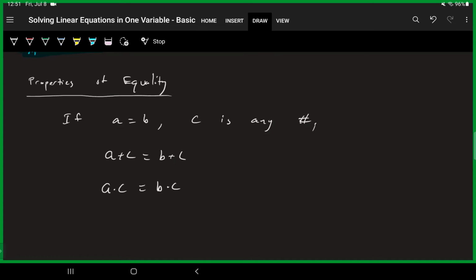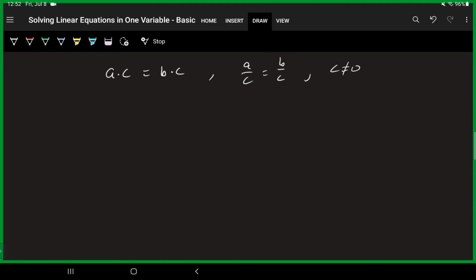And we get something else for free here because subtraction is the addition of a negative. A minus C is B minus C. So I can add or subtract the same thing from both sides. And if C is not 0, I can divide both sides by the number C. So A divided by C is B divided by C, or B over C. And this is what we're going to use to solve equations.